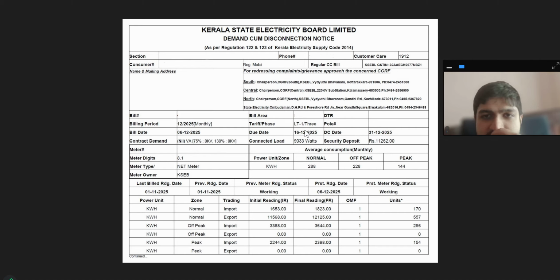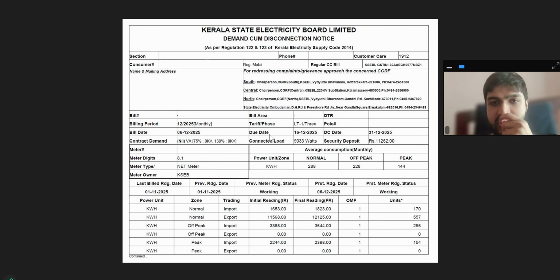Now the tariff LT1, that is a domestic tariff, is used here particularly. It is a three-phase connection. If it was single phase, it would be mentioned as single phase here. After that, the pole number is mentioned, from which pole the electricity is drawn into your house. Again, these details are basically for the reference of KSEB to easily identify the problem when you lodge a complaint on the KSEB app.